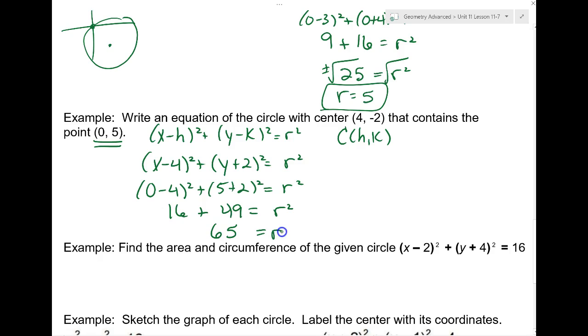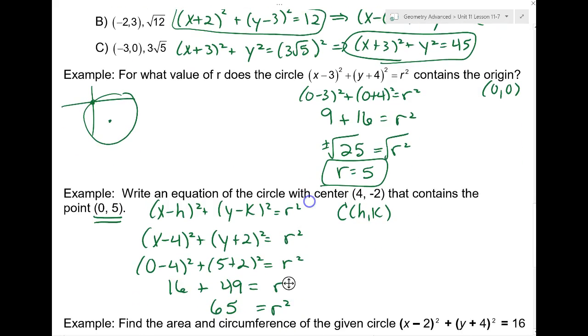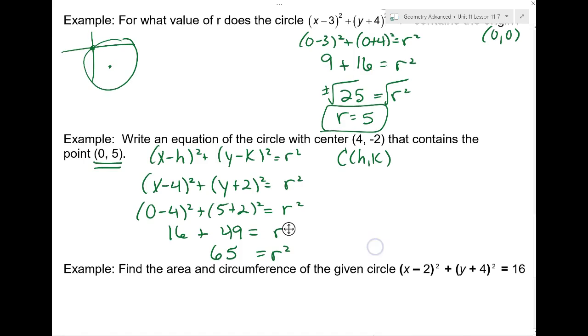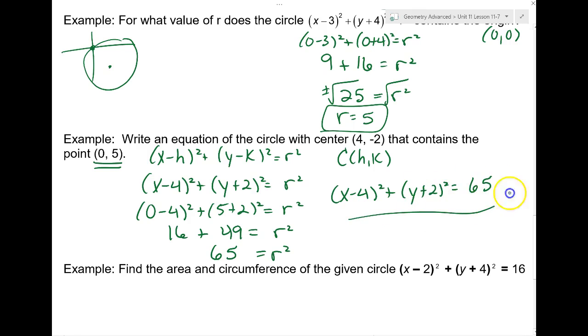All right, now here's my question. Do I need to take the square root of this? What's the question? I want the equation. What does the equation have? R squared. So if I have r squared, do I have to go any further? No, don't take the square root because then you have to square it again. So there it is, there's r squared. So now here's the equation of my circle: the quantity x minus 4 squared plus the quantity y plus 2 squared equals 65. All done.